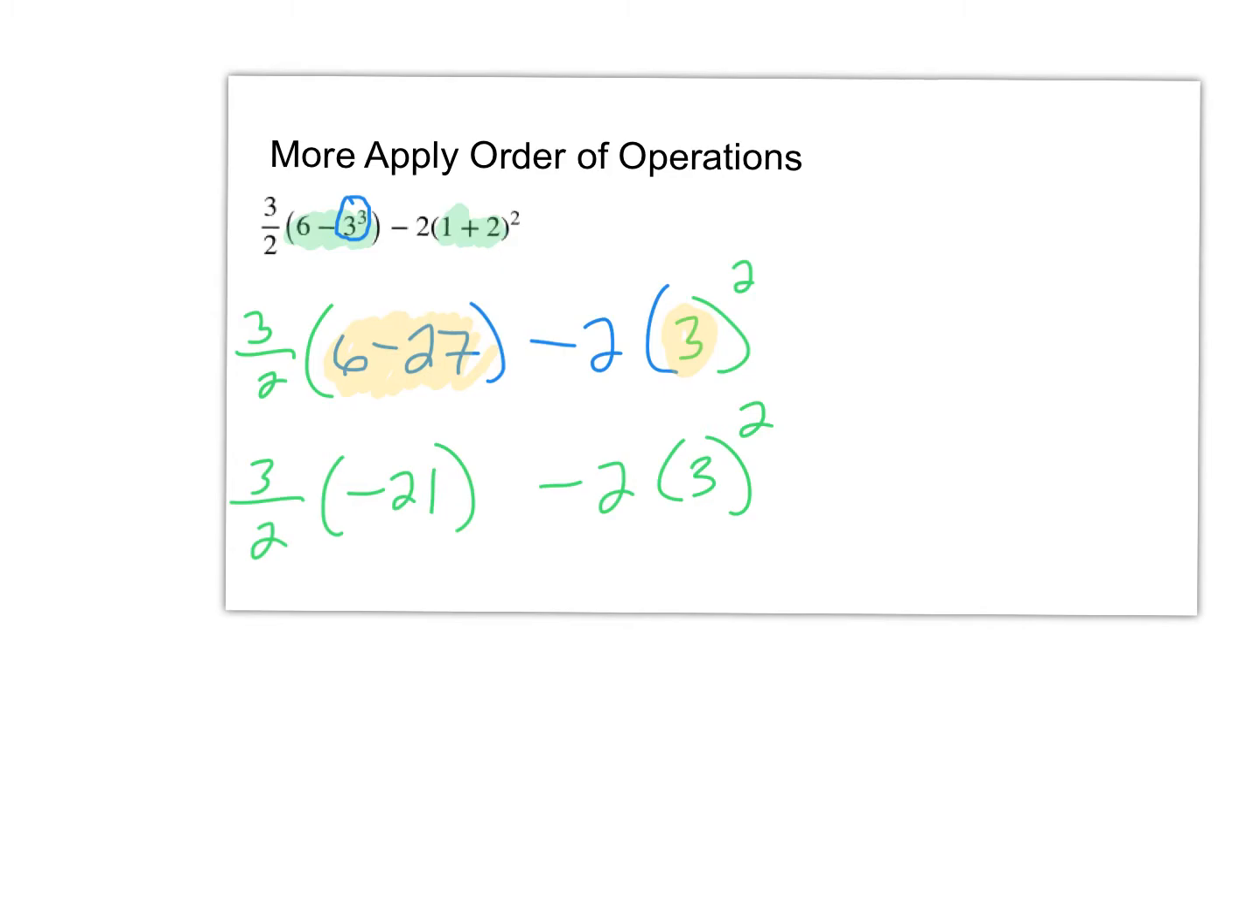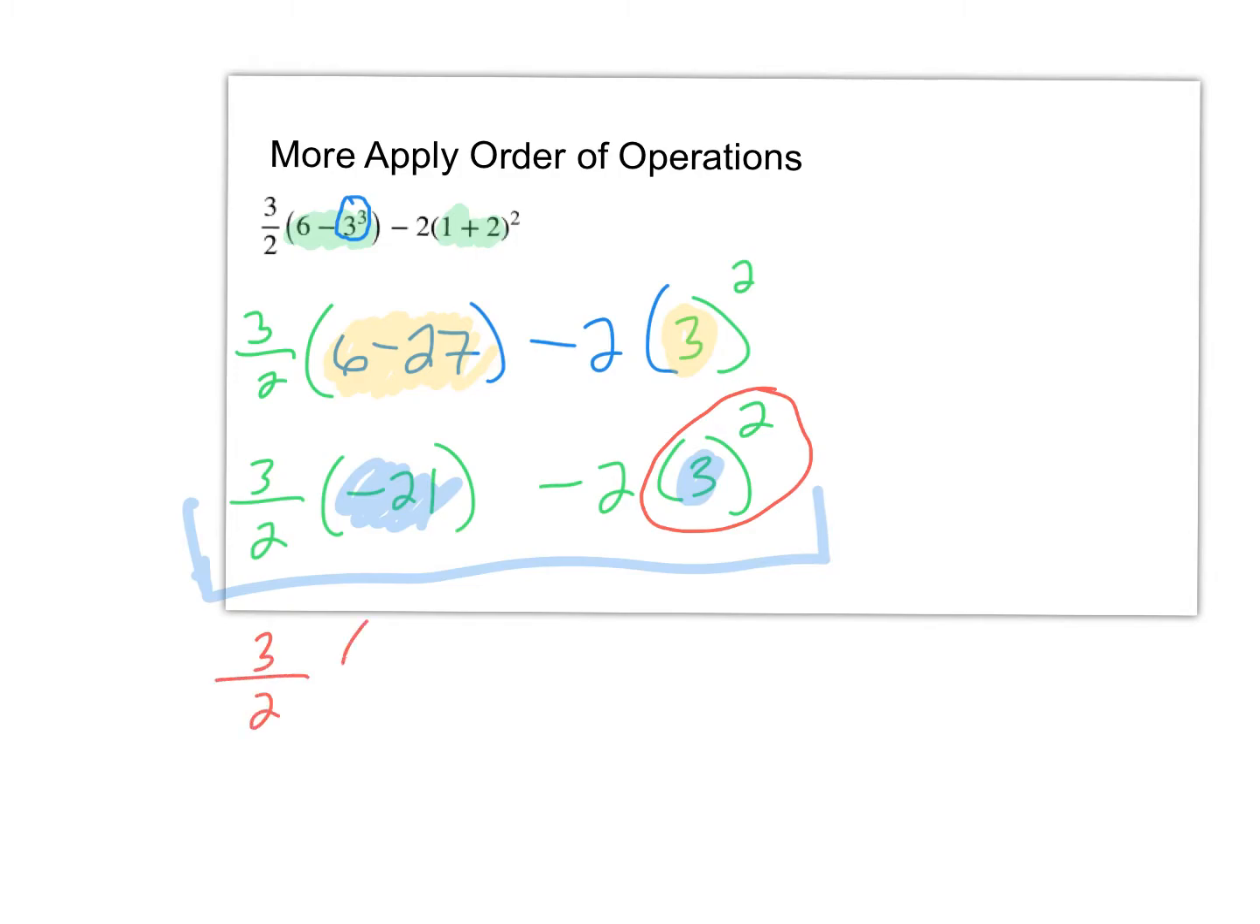Okay, now, then we're going to look inside the parenthesis. Is all the work done in this parenthesis right here? Yup. Is all the work done in this parenthesis right here? Yup. So now from there, we can look outside. We now look at this whole problem here and keep applying PEMDAS. So according to order of operations, my next thing to look for is exponent, which is right here. So we have 3 halves times negative 21 with negative 2 times, now 3 squared is going to be 9.